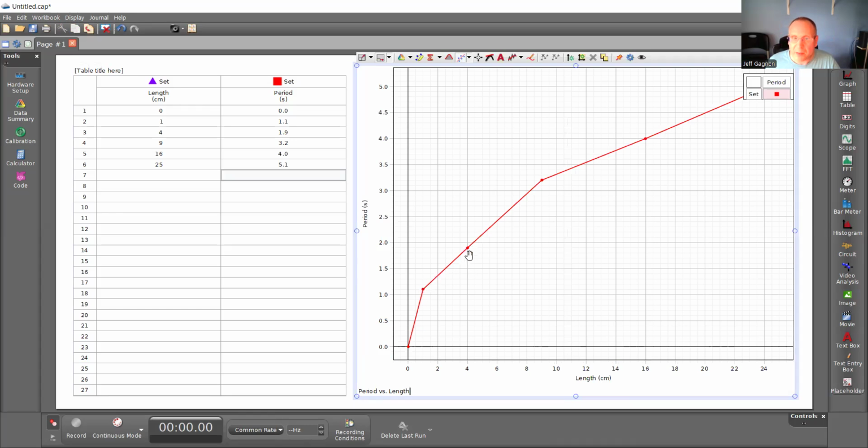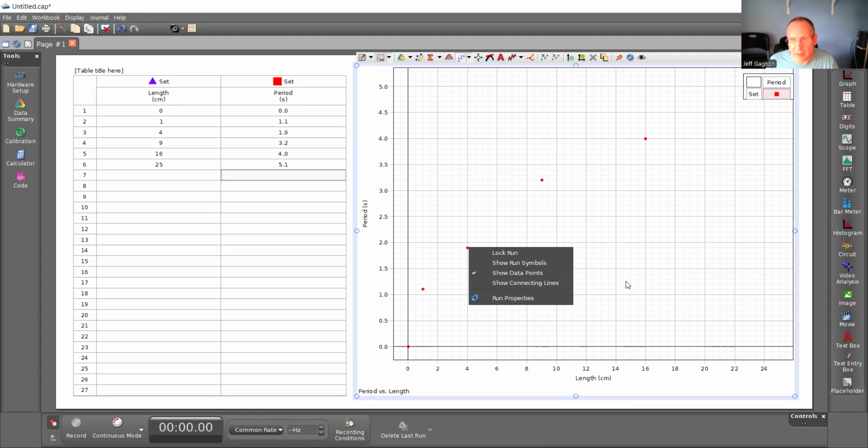So remember how to get rid of those. If you hover over one of the data points and right click. By the way, if you have a Mac, sometimes you have to hold the control key down while you right click to get more fine control over it. And then you want to uncheck show connecting lines. Okay, so hover over data point, right click, uncheck show connecting lines.